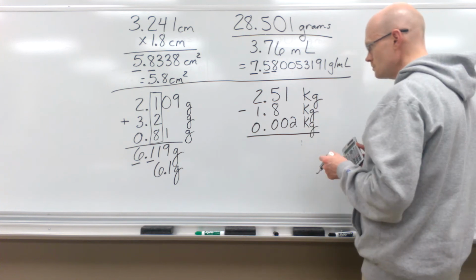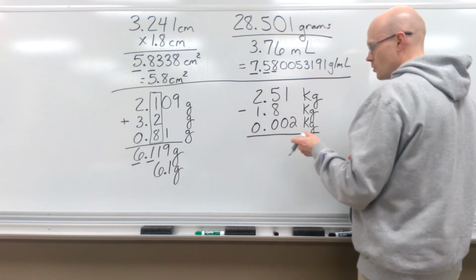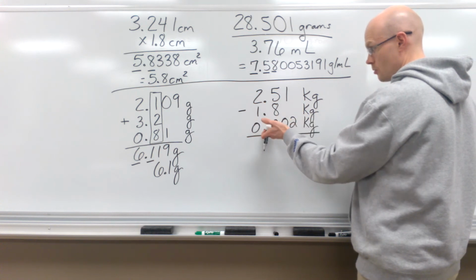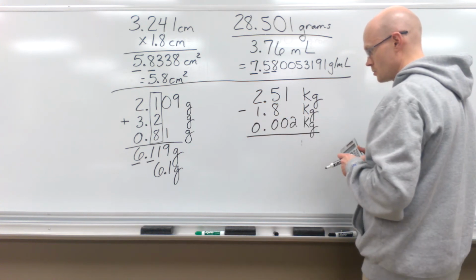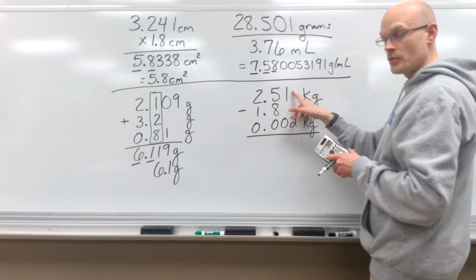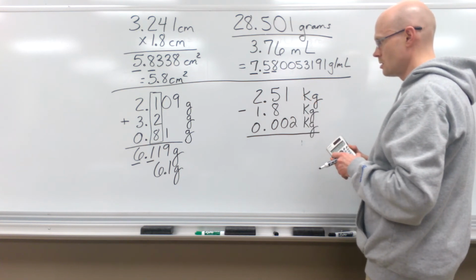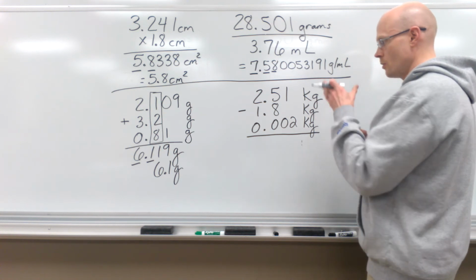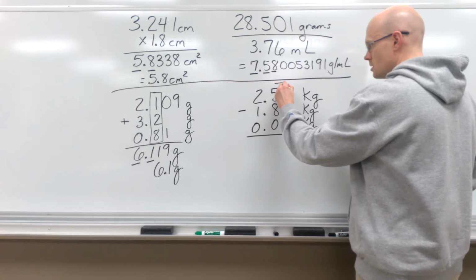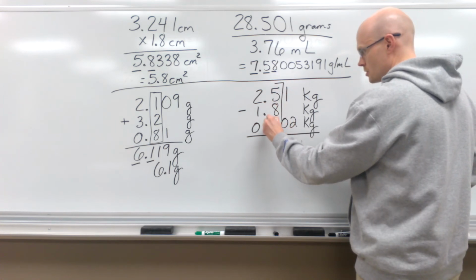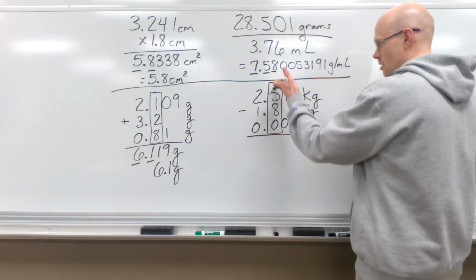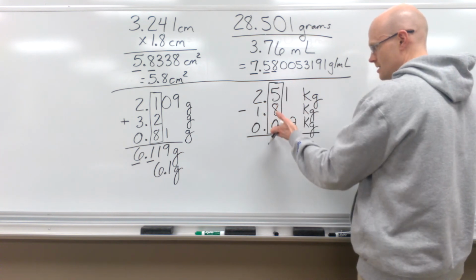Here we have 2.51 kilograms minus 1.8 kilograms minus 0.002 kilograms. This is 3 significant figures, 2 significant figures, and 1 significant figure in the values. But when we're subtracting or adding, we look at the digits of precision, the decimal placement. What are we sharing? All three of these quantities share the tenths position.